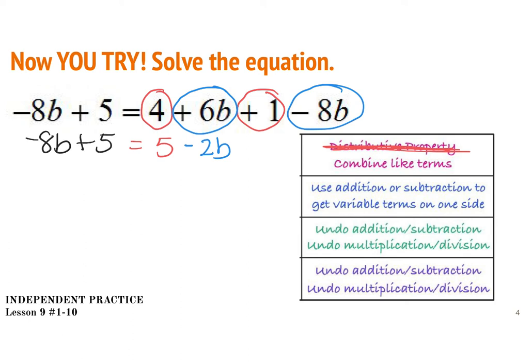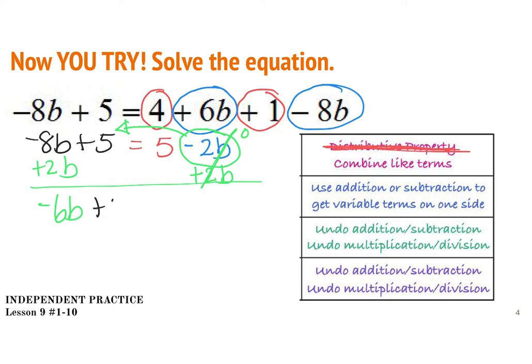Next, I want to get variables on one side. So I am going to use addition or subtraction. So I'm going to choose to get the b over on the left. So I need to do addition because I have a negative 2b. I need to do the opposite, so plus 2b. Notice how I'm putting my b's underneath each other so I don't get confused. So this turns into 0, and I'm left with negative 6b. Everything else stays the same.